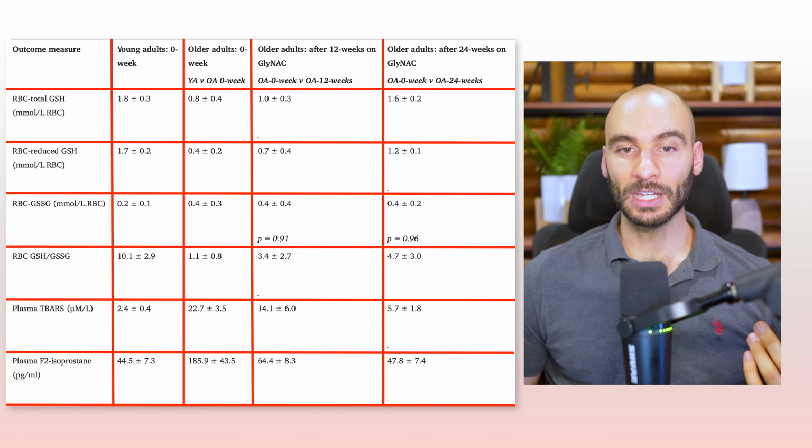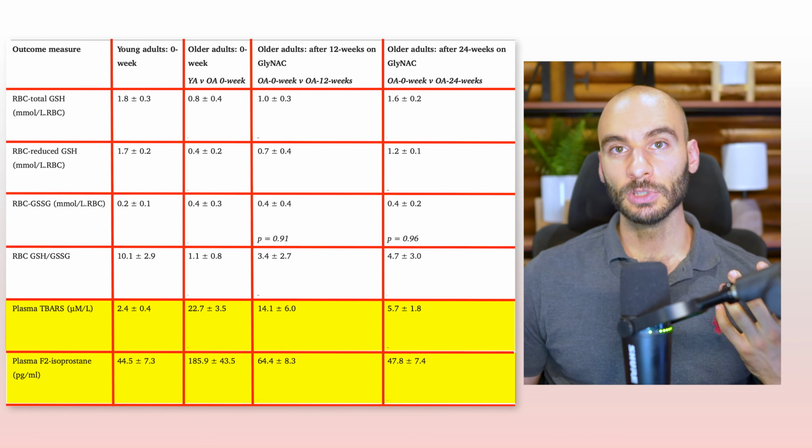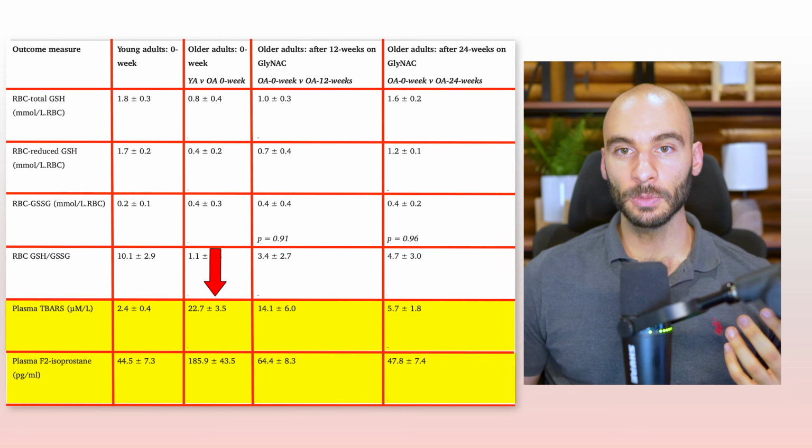The researchers gave people 100 milligrams per kilogram of glycine per day and 100 milligrams per kilogram of cysteine per day. And they did this for 24 weeks. And basically what they found, and we can see this here, we have the plasma TBARS and plasma F2 isoprostanes. These are lipid peroxidation products. And you can see week 0 in this column, week 12 in this column, and week 24 in this column.